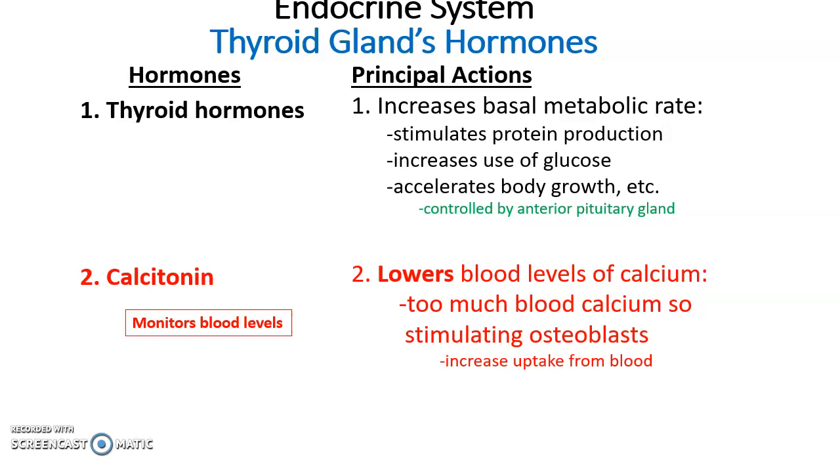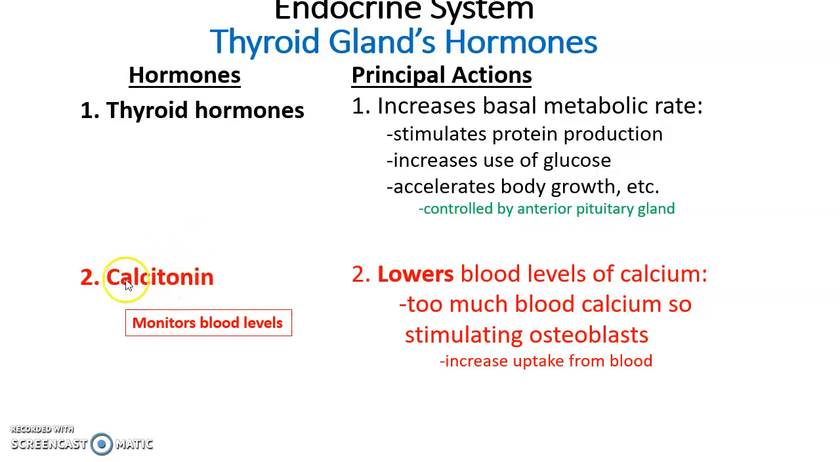So the higher levels they're at, the faster the person's basal metabolic rate is. So it does things like stimulates protein production, increases the use of glucose, accelerates body growth, and so on. So if someone's said to have a super fast metabolism, they probably are producing higher levels of thyroid hormones. And this, of course, is all controlled by the anterior pituitary gland and its production of the thyroid stimulating hormone.